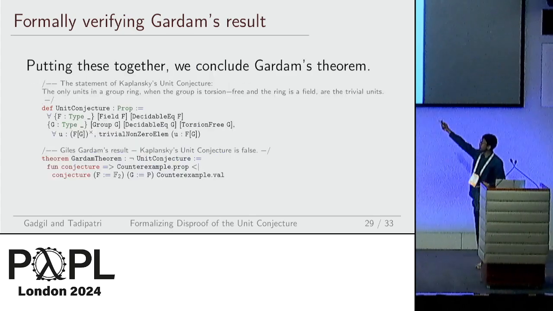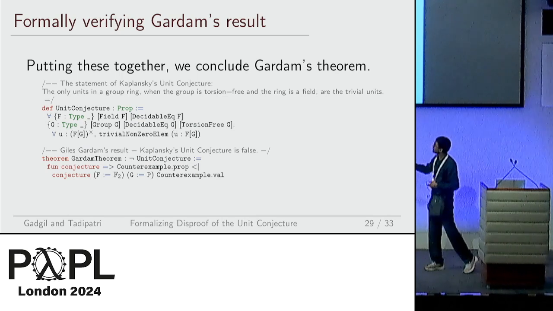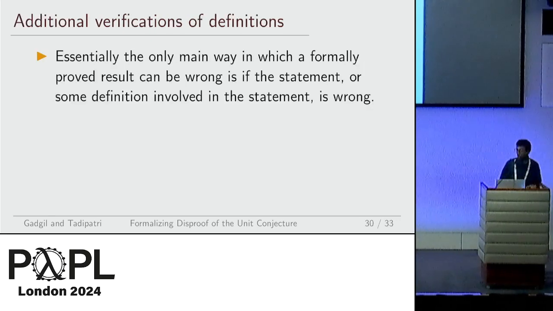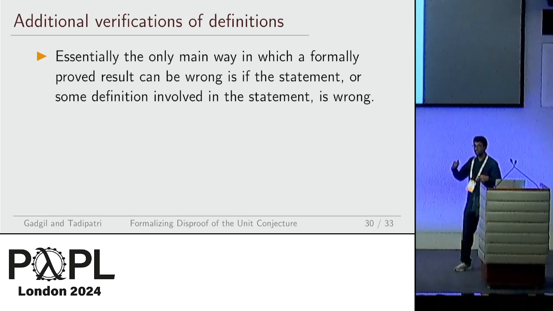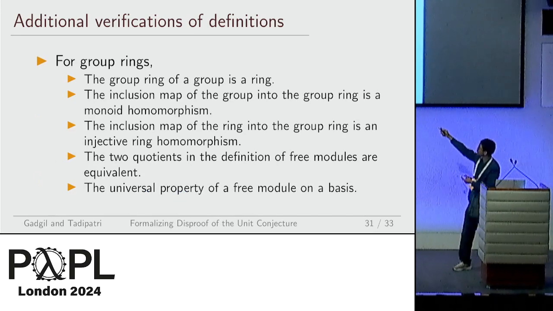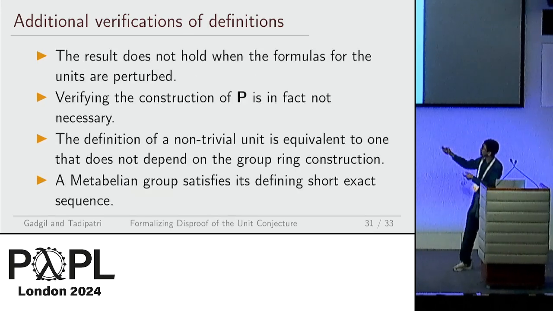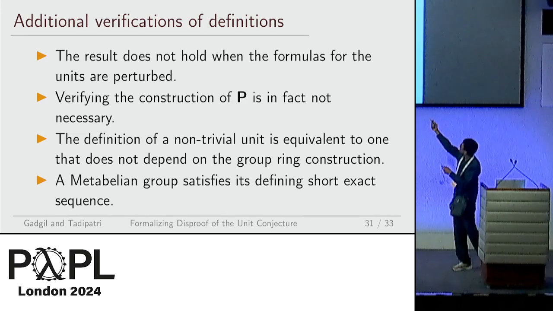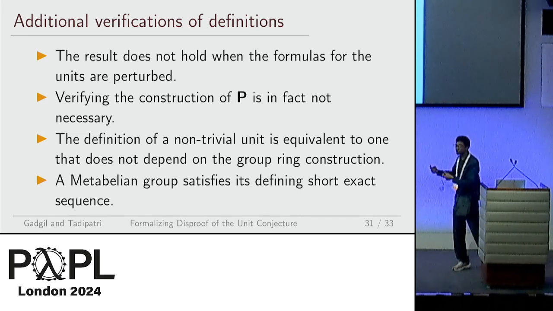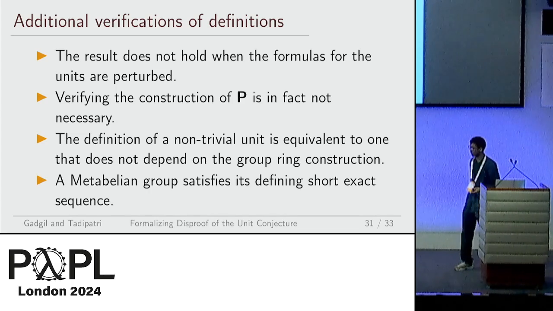Finally, we state the unit conjecture over here, and we show that the unit conjecture is false by putting everything together. And this is our verification of the result. Like Siddhartha mentioned, we also need to do a few verifications to make sure that our formal definition matches with the definition on paper. And here are a few things we prove. For example, a few things about group rings that we've seen already. And we also need to show that, for instance, our definition of a non-trivial unit matches with another mathematical description which is independent of our implementation. And a metabelian group satisfies its defining short exact sequence.